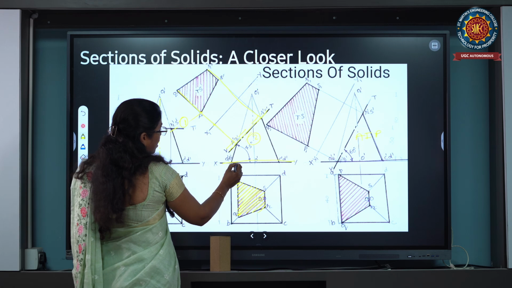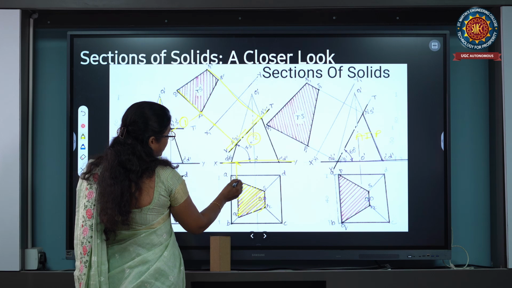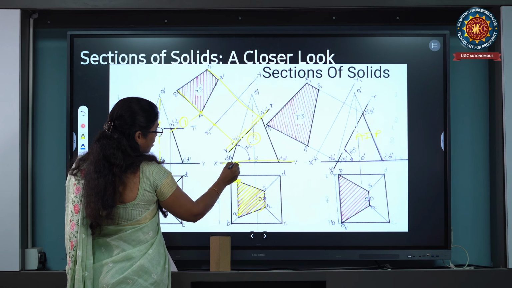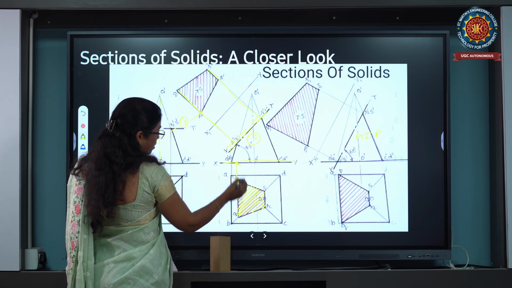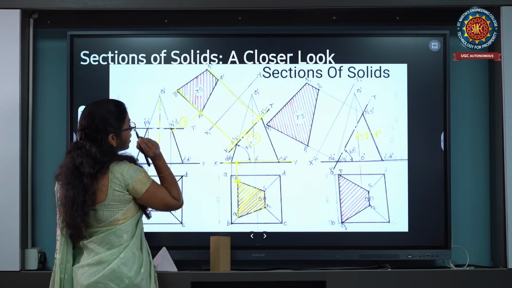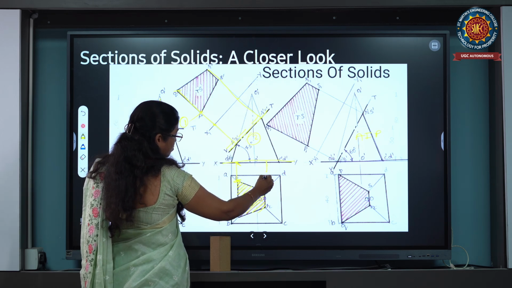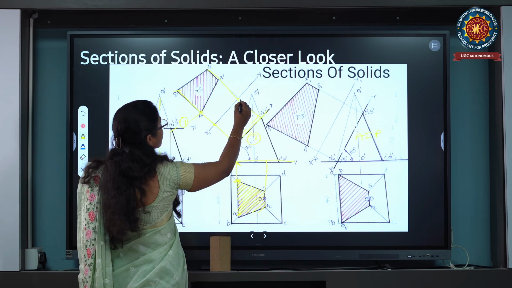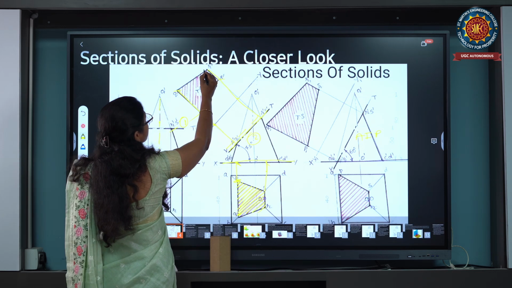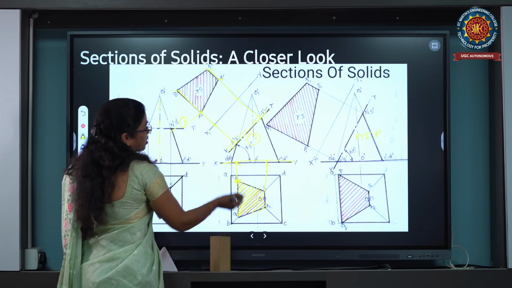the cut surface. How? Take the distance from X to P as a radius, with this X as a center, and cut an arc on that line. From here take the distance to Q as a radius, with this as a center, and cut an arc on that line. From X you can also take X to S as a radius, X as a center, cut an arc, and X to R as a radius, cut an arc. Then join all the points P, Q, R, S, and you will get the true shape of the section.